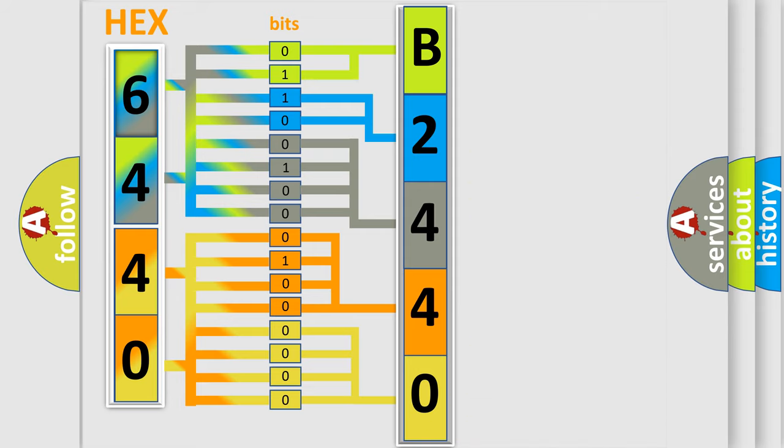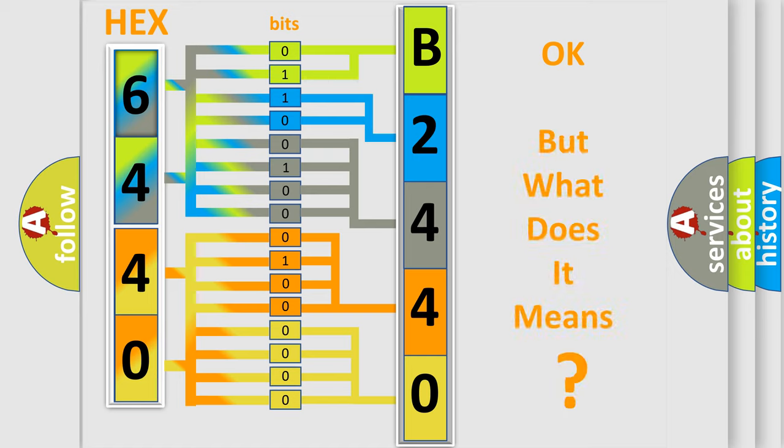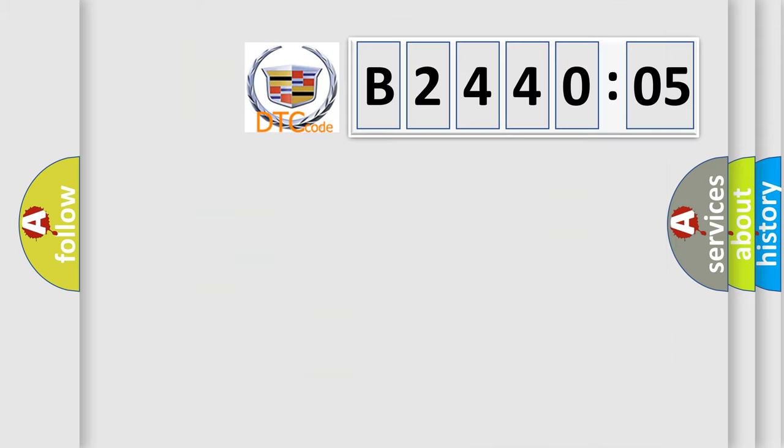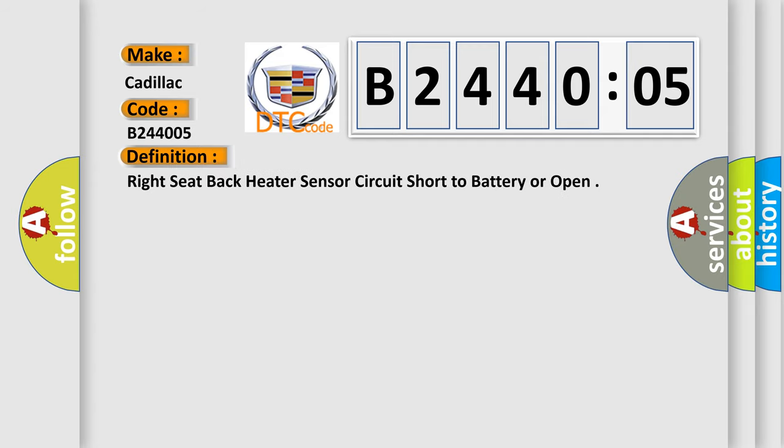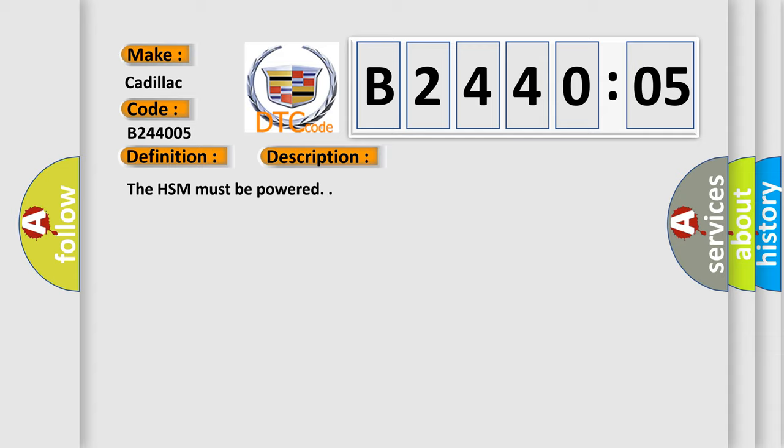We now know in what way the diagnostic tool translates the received information into a more comprehensible format. The number itself does not make sense to us if we cannot assign information to what it actually expresses. So, what does the Diagnostic Trouble Code B2440-05 mean specifically for Cadillac? The basic definition is right seat back heater sensor circuit short to battery or open. And now this is a short description of this DTC code.